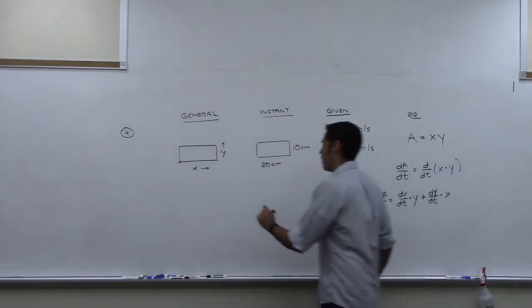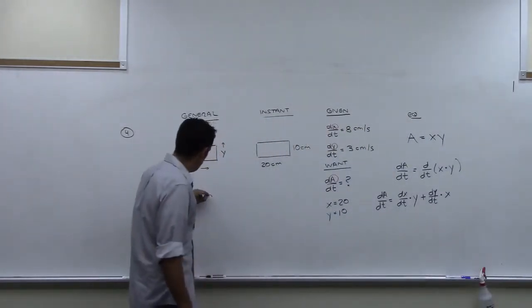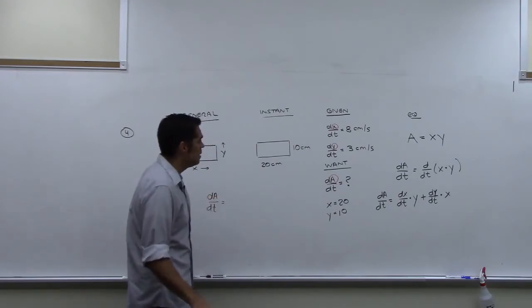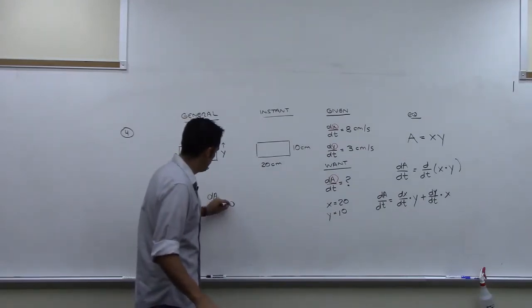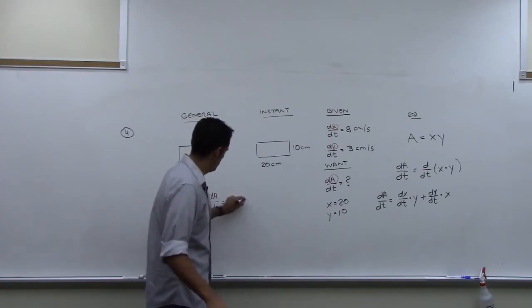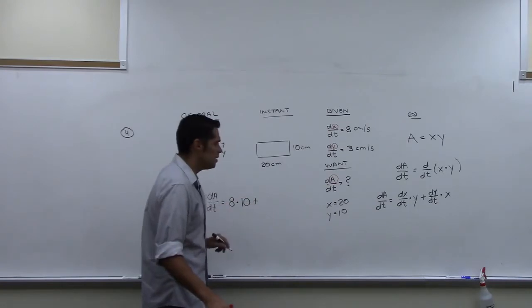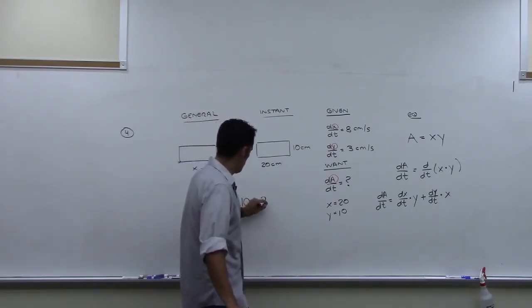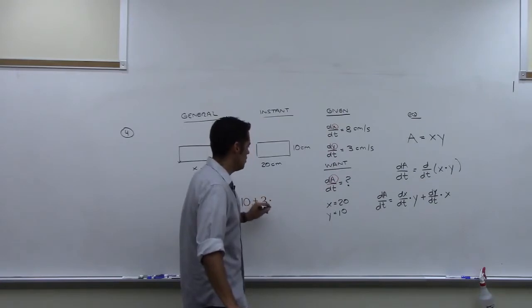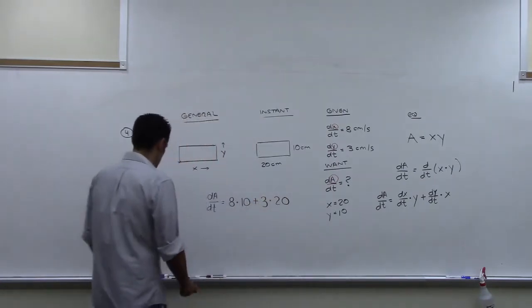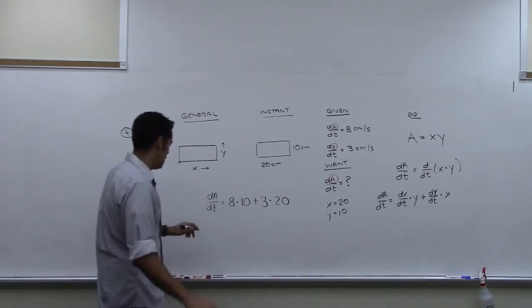I'll do it right here. dA dt is equal to dx dt, which was 8, times y, which is 10, plus dy dt, which is 3, times x, which was 20. And again, notice I'm not using my units. I'll get my units at the very end.